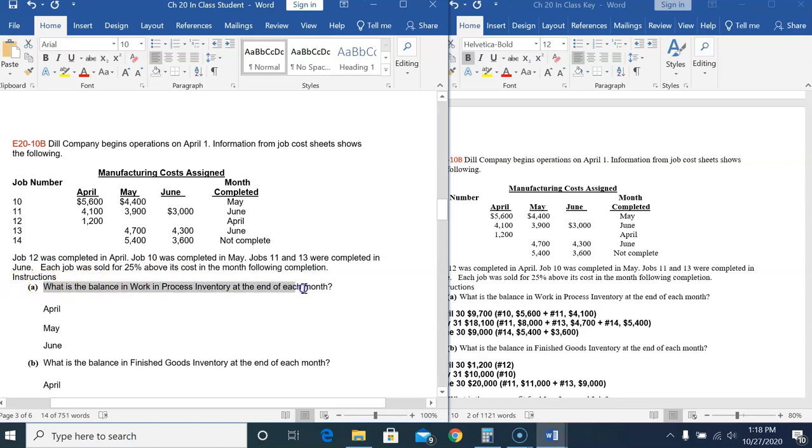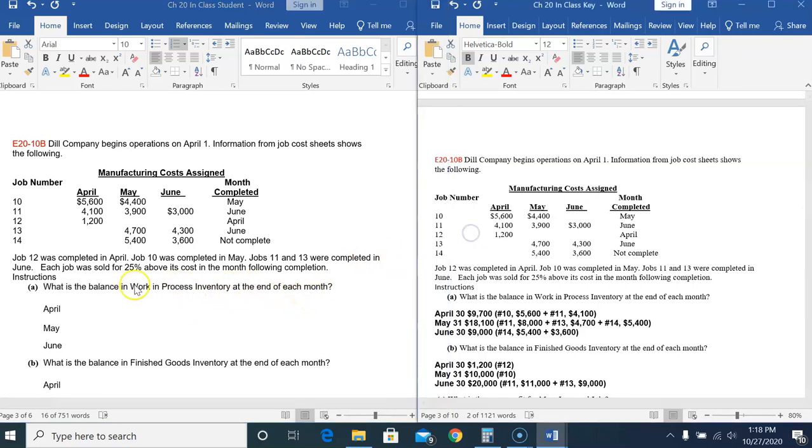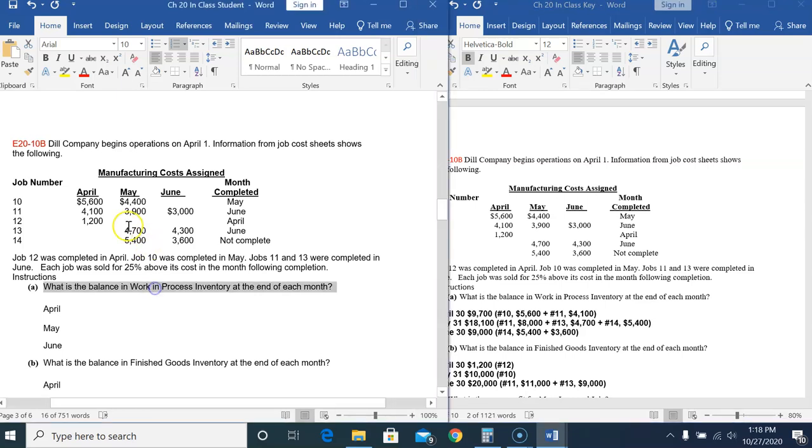We first need to figure out what is the balance in work in process inventory at the end of each month. Remember, work in process is keeping track of the cost of the inventory as it is being worked on. It's inventory that is not yet complete. Let's talk about April first. The balance of work in process at the end of April will consist of the jobs that were not completed as of the end of April.